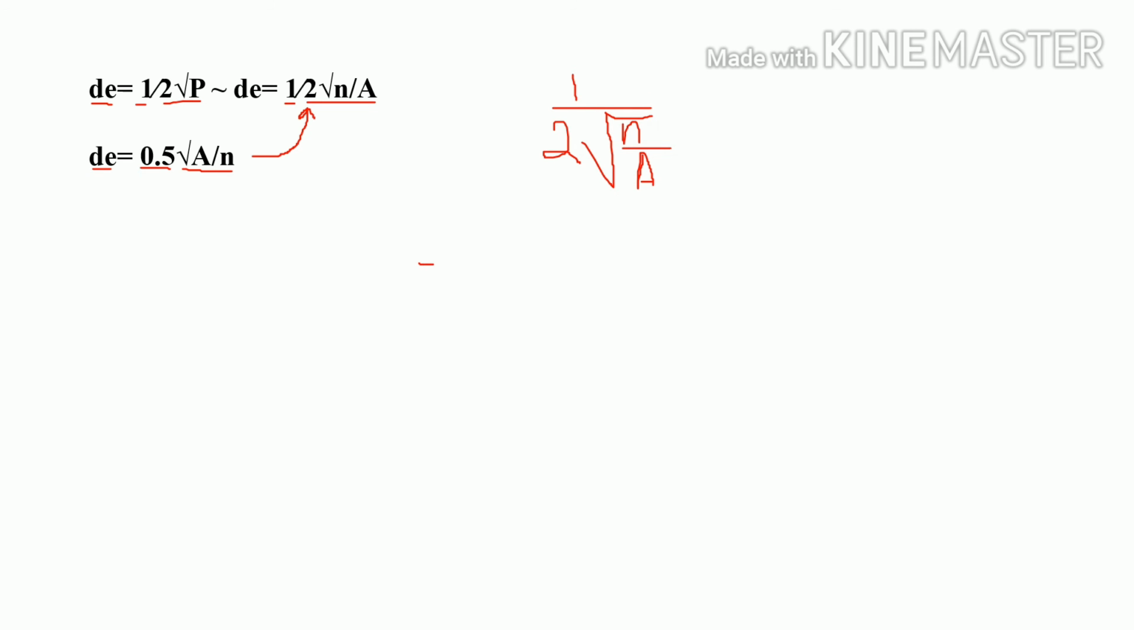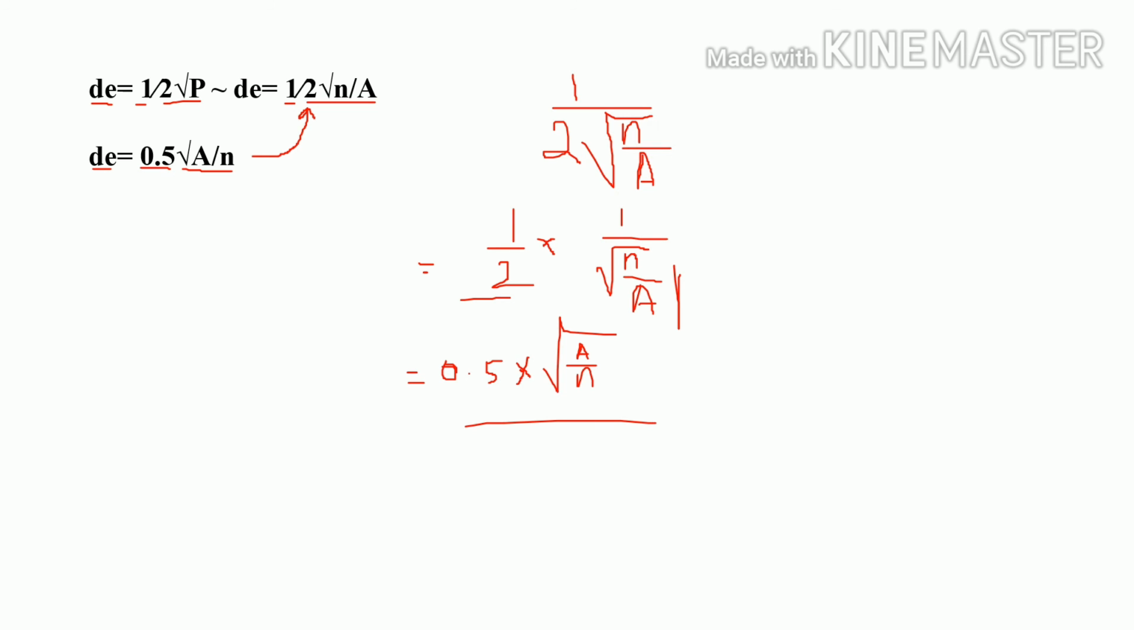If we break this, then we can write this as 1 upon 2 multiplied by 1 upon root over N upon A. So this 1/2 is 0.5, and the inverse of this thing is root over A upon N. So this is how you get this formula from the initial one.